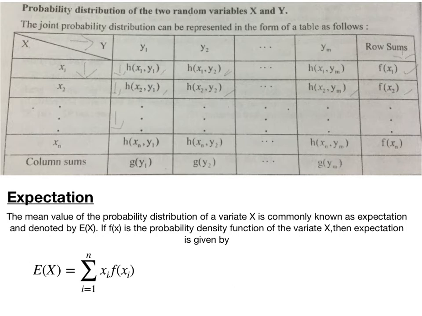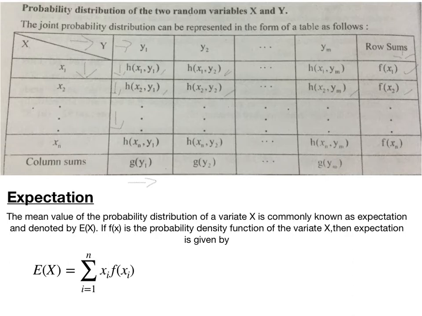So, when you write the marginal distribution of x, we need to consider the x values column wise, and the last row f of x1, f of x2, f of xn. And the marginal distribution of y will be the horizontal values of y and the column values of g of y1, g of y2 and so on.